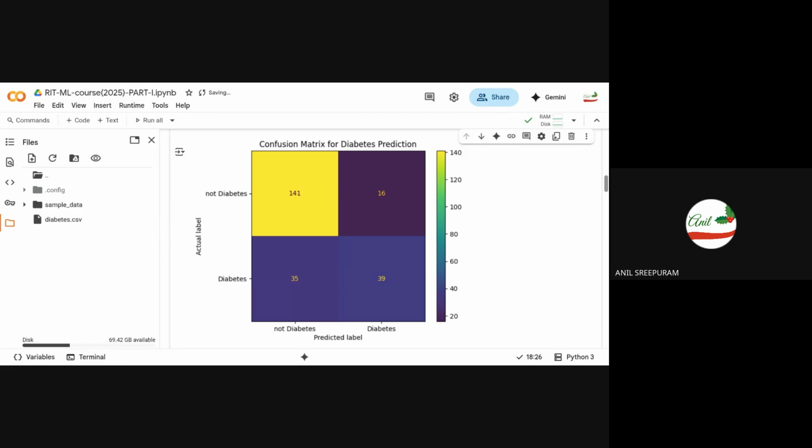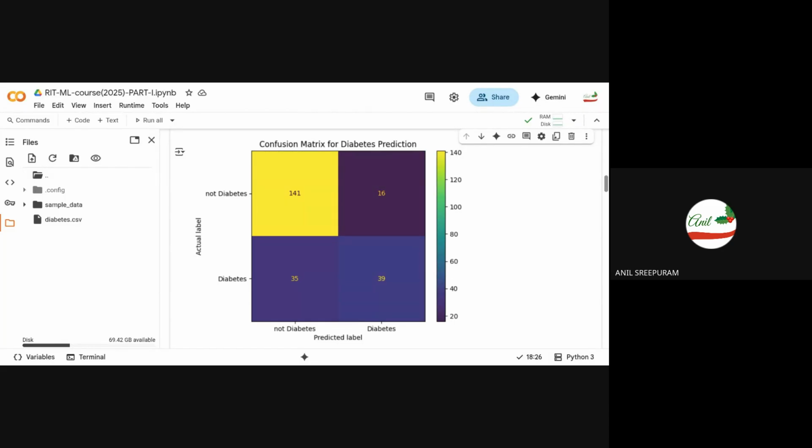On the horizontal axis, I'll be showing the predicted labels. Predicted label means I have only 2 labels, not diabetic and diabetic. And on the vertical axis, I'll be writing the actual labels, diabetic and non-diabetic. So I can see a 2 by 2 matrix here, and each element is a square. You can see some numbers there: 141, then 16, 35, 39.